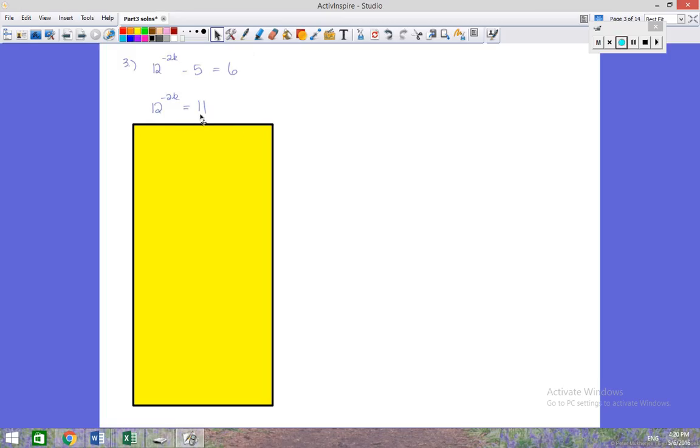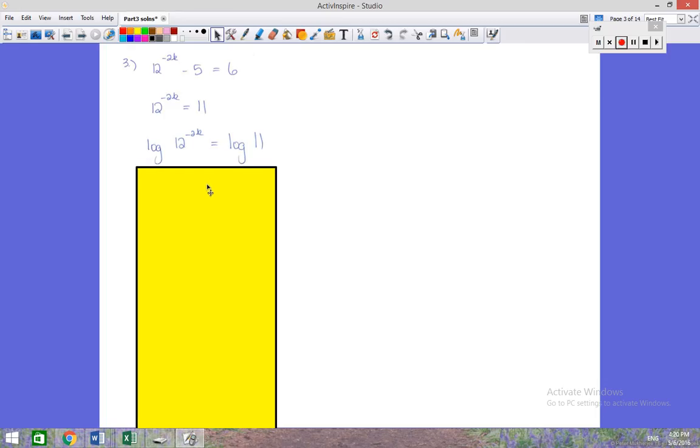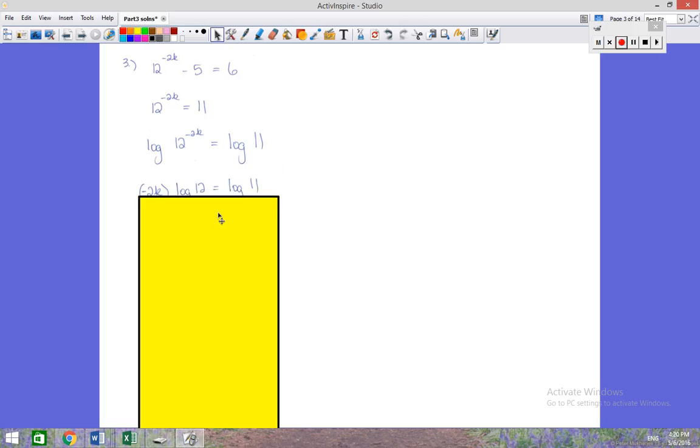So most of you seem to prefer the log button, and here it doesn't make a difference, so I took the common log of each side. What that allows me to do is to move this exponent, this negative 2k, by the power rule of logarithms, those properties of logarithms that were on your reference sheet. We can move that negative 2k out in front of this logarithm as multiplication.